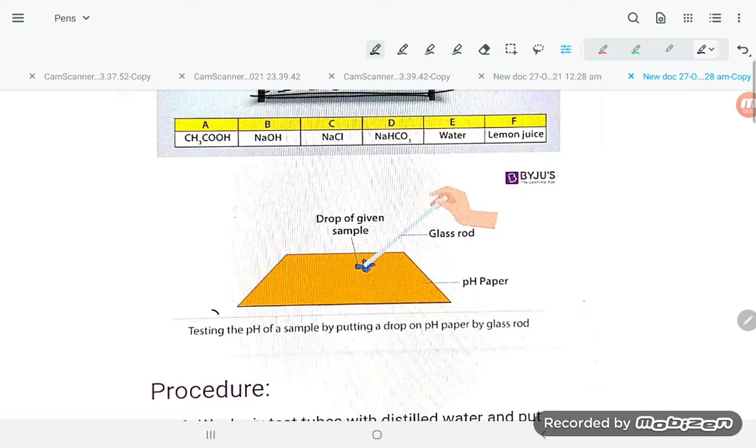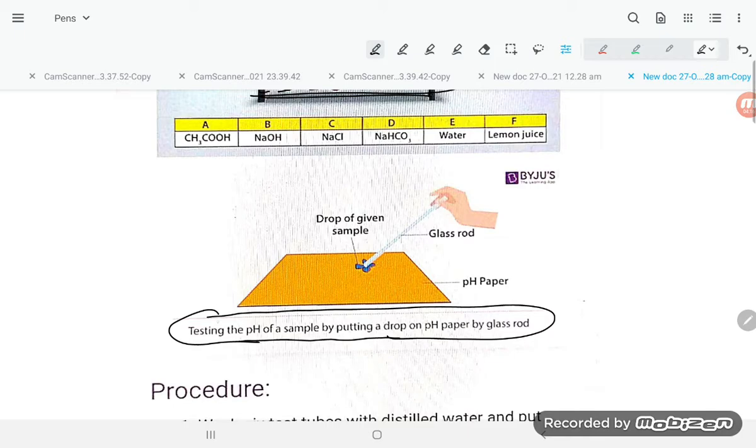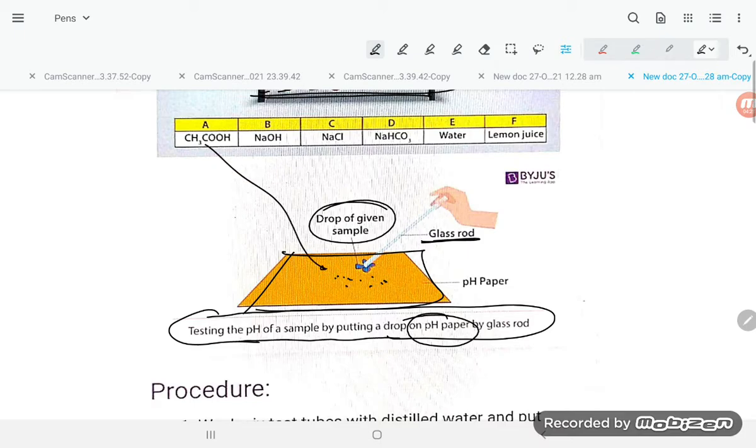If you are testing the pH of the sample using pH paper, this is the pH paper, friend, and you put a drop of the sample on it with a glass rod, one drop, this one drop, this one. A different color it will give, students.